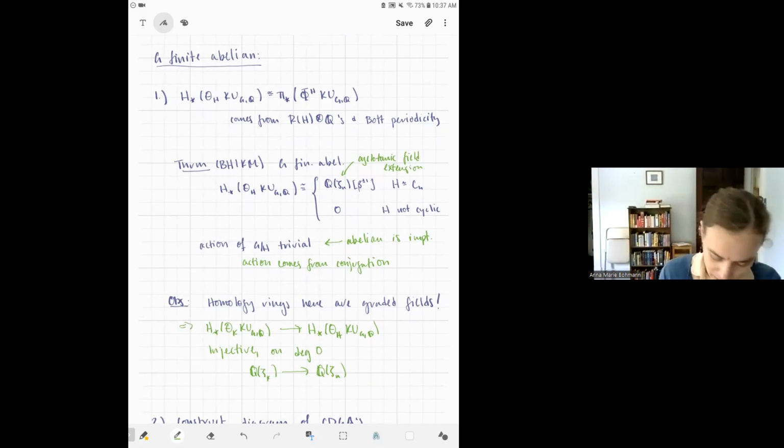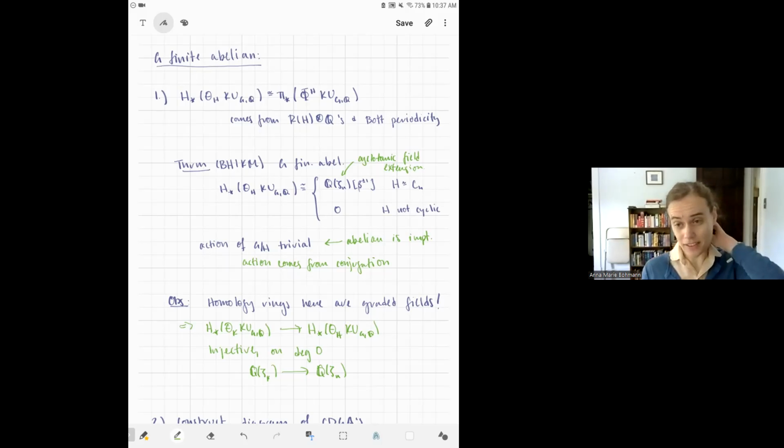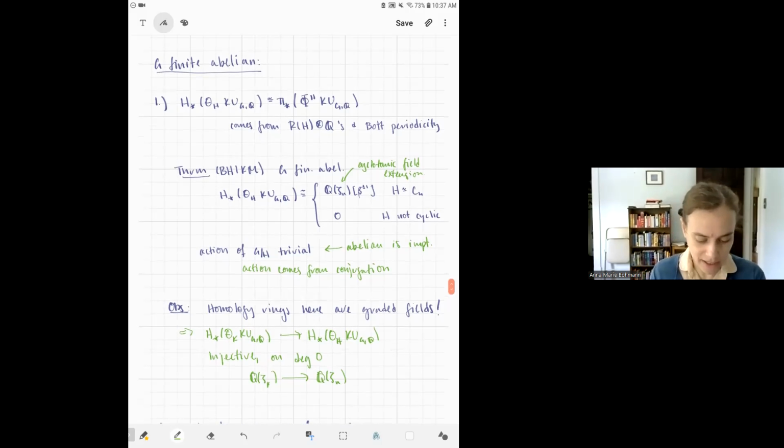Okay, so this is in degree 0. That's really nice. This actually tells us that we really can understand a lot about what's happening here at the level of homology.